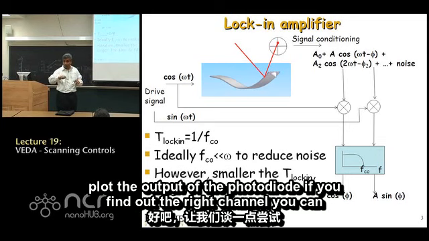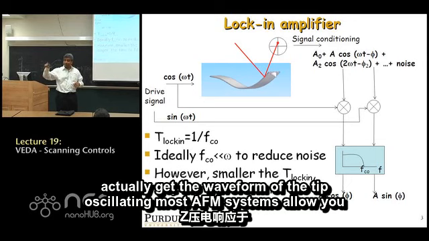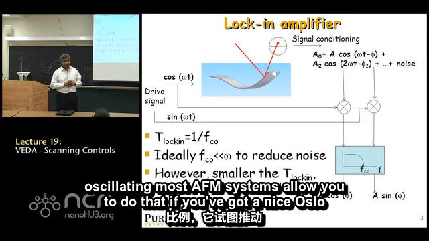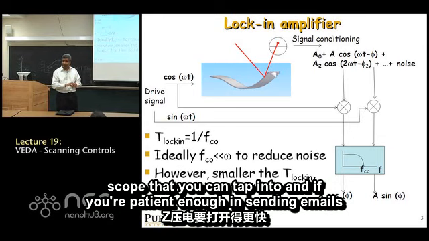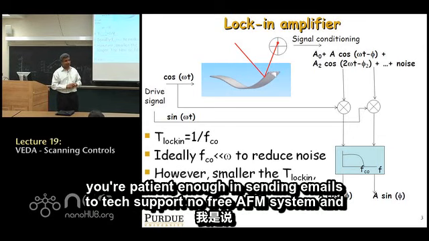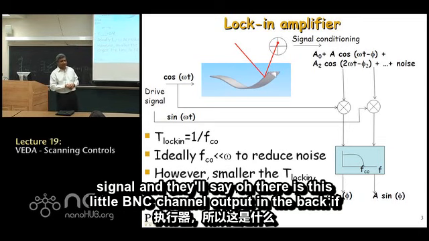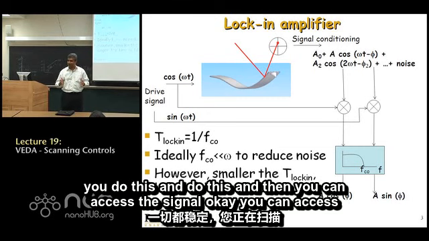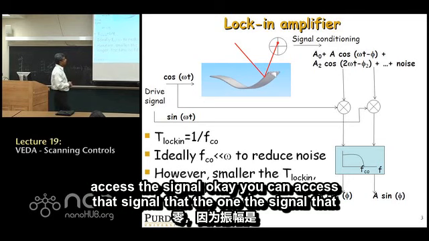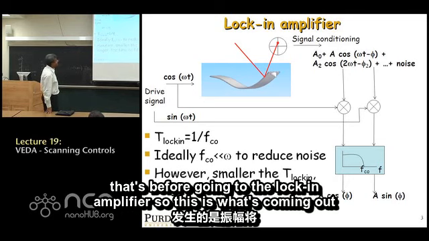If you find out the right channel, you can actually get the waveform of the tip oscillating. Most AFM systems allow you to do that if you've got a nice oscilloscope that you can tap into, and if you're patient enough in sending emails to tech support for your AFM system, telling them, look, I need to access this signal, and they'll say, oh, there is this little BNC channel output in the back. If you do this, you can access the signal that's before going to the lock-in amplifier. So this is what's coming out of the photodiode.